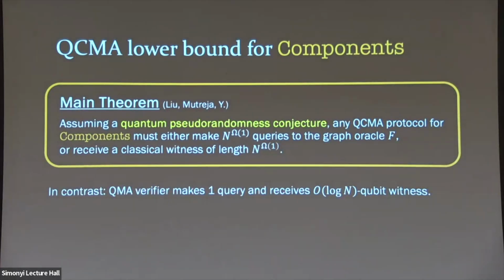So that's an efficient verifier. You can check that this QMA verifier that I just described only makes one query and it receives a log capital N qubit witness, which is very efficient. But now we're going to turn to the QCMA lower bound. Assuming this quantum pseudorandomness conjecture, any QCMA protocol for this components problem must make N to the omega 1 queries to the graph oracle, or receive a classical witness that's essentially exponential in size.